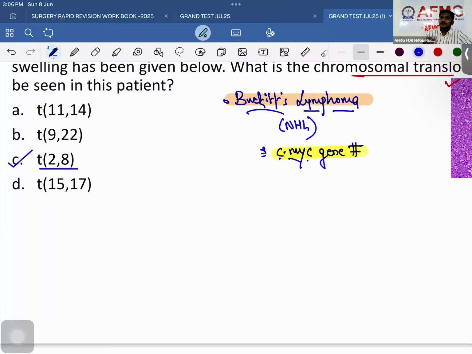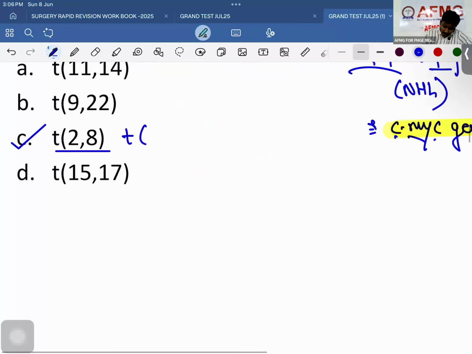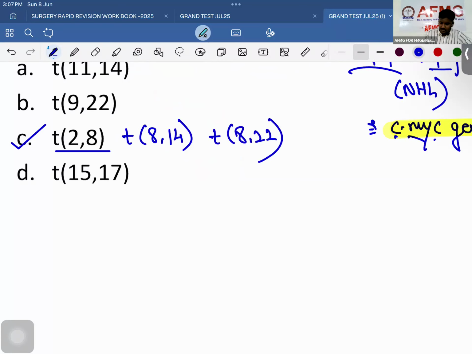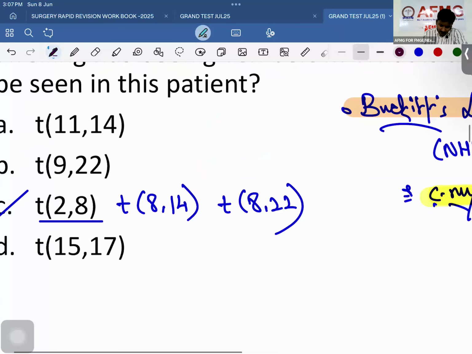We know even number with 8, 8 looks like B, remember it like this. Translocation 2 8, translocation 8 14 and translocation 8 22. These are the common translocations associated with Burkitt's lymphoma. Translocation 11 14 is associated with multiple myeloma. 11 14 can be associated with multiple myeloma.